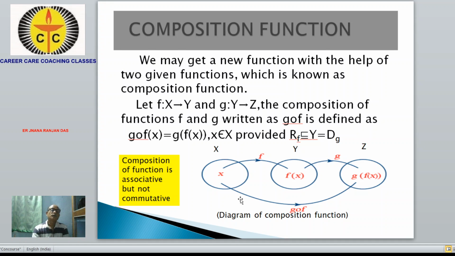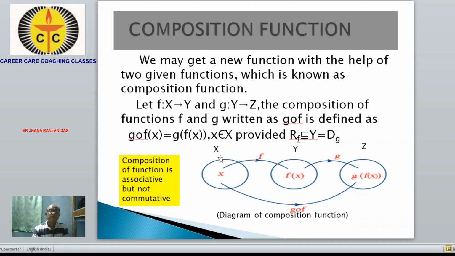And next we go to the composition of functions. We may get a new function with the help of two given functions, which is known as composition of functions. Suppose two functions are given, f and g. f is a function from X to Y, g is a function from Y to Z. The composition of functions f and g, written as g of f, is defined as (g of f)(x) equal to g(f(x)) when x belongs to X, provided that Rf is a subset of Y, which is equal to the domain of g.